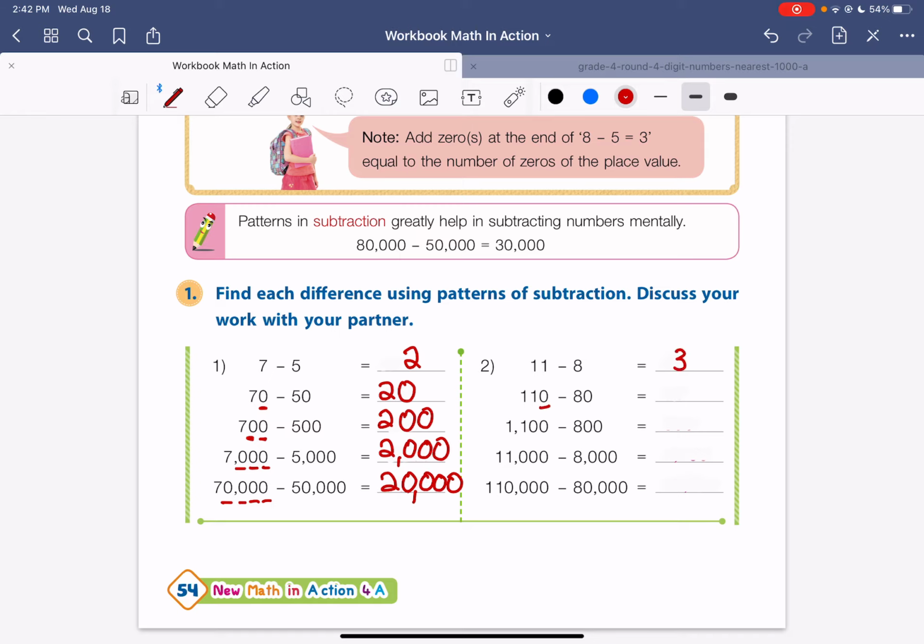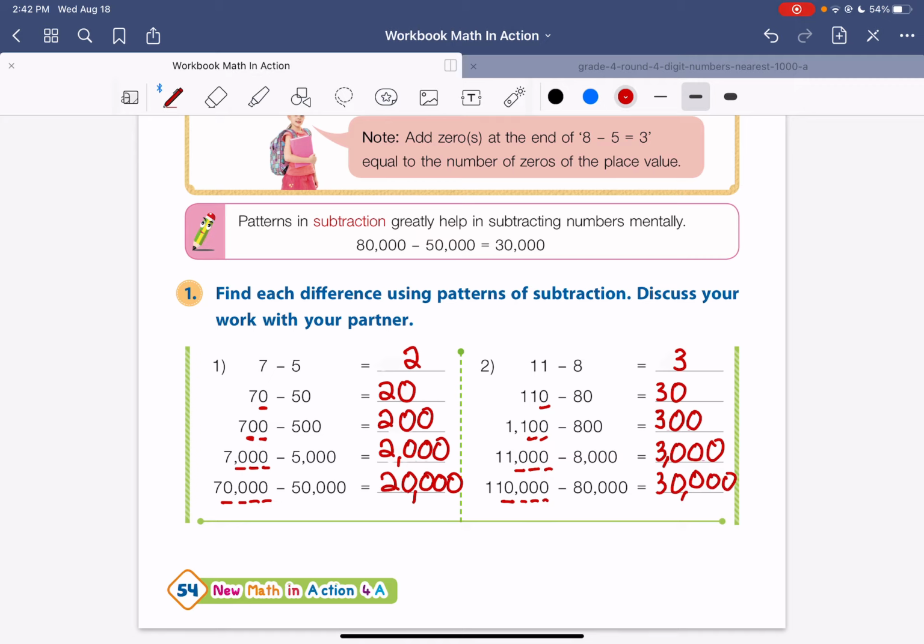How many zeros? Just 1, right? 3, 3, 3, 3. How many zeros? We have just 1. So we're going to write only 1 zero. We have 2 zeros: 1, 2. 11,000. We have 3 zeros: 1, 2, 3. 110,000. We have 4 zeros: 1, 2, 3, 4.